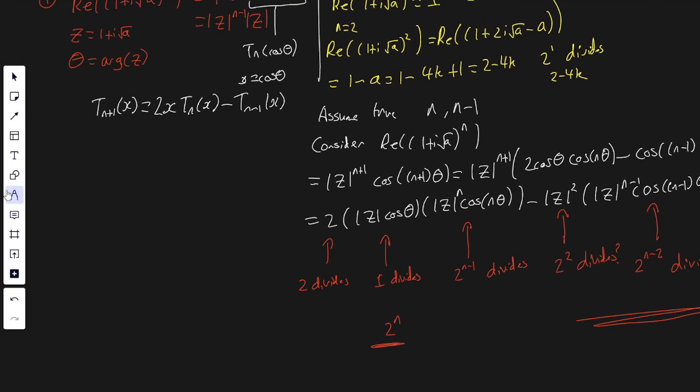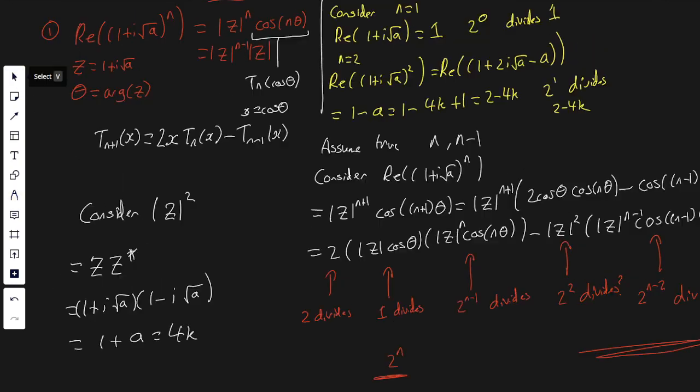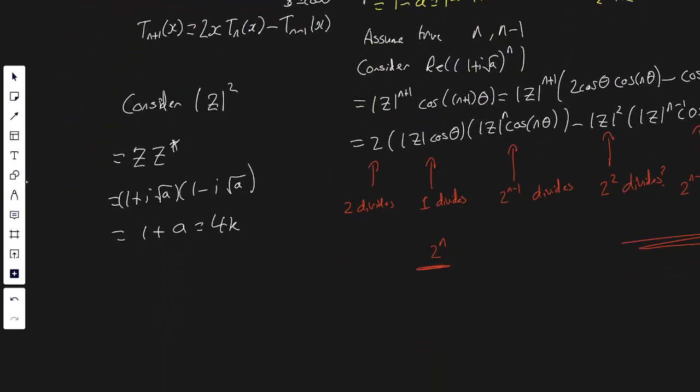So to finish off our proof then, we just need to consider the modulus of z squared. That's equal to z times z conjugate, which is equal to 1 plus i root a times 1 minus i root a. And that's 1 plus a, which is equal to 4k, by using its definition at the top here. So clearly, that's true.